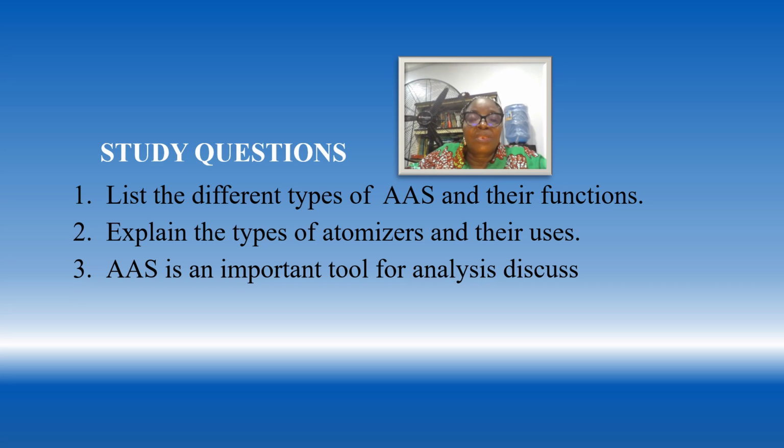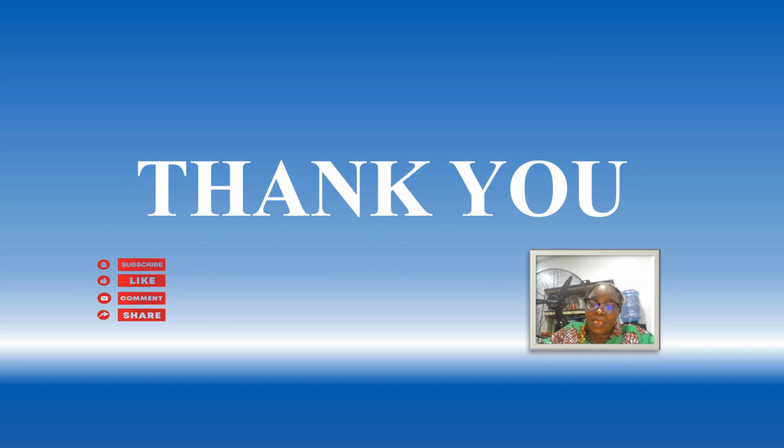We'll have the study questions. List the different types of AAS and their functions. Explain the types of atomizers and their uses. And AAS is an important tool for analysis. Discuss. Next lecture, we'll be looking at how we can analyze our sample using AAS. Today, we have been able to tell us the different components of an AAS. How do we analyze our sample? What are we expected to do when we want to use this instrument? I expect it to be part of the next lecture.